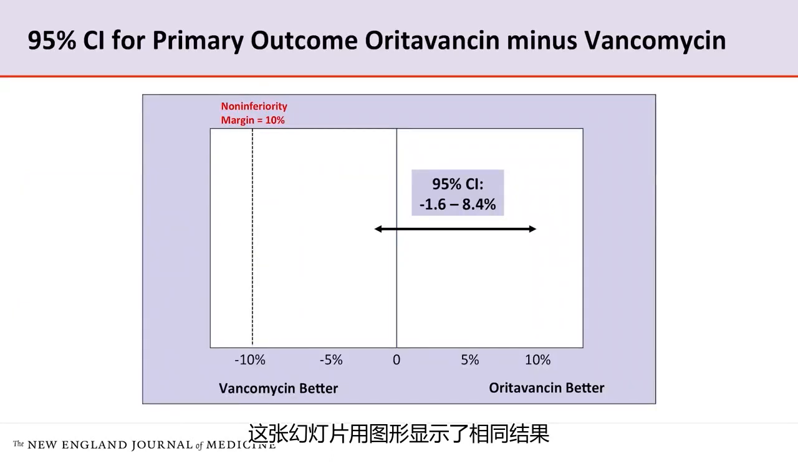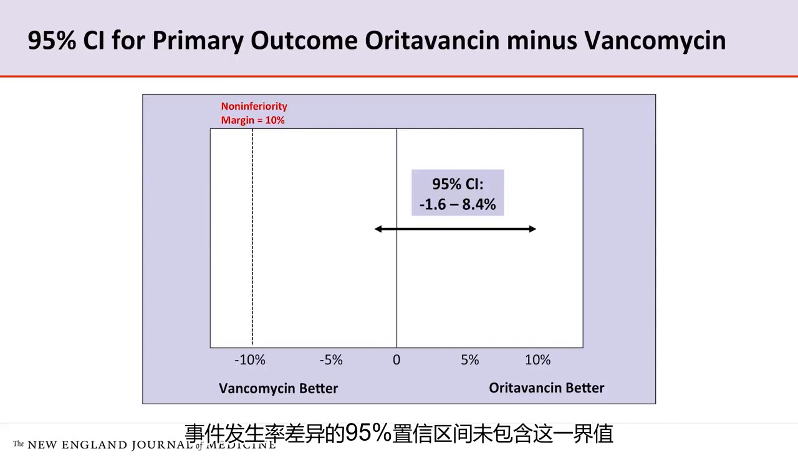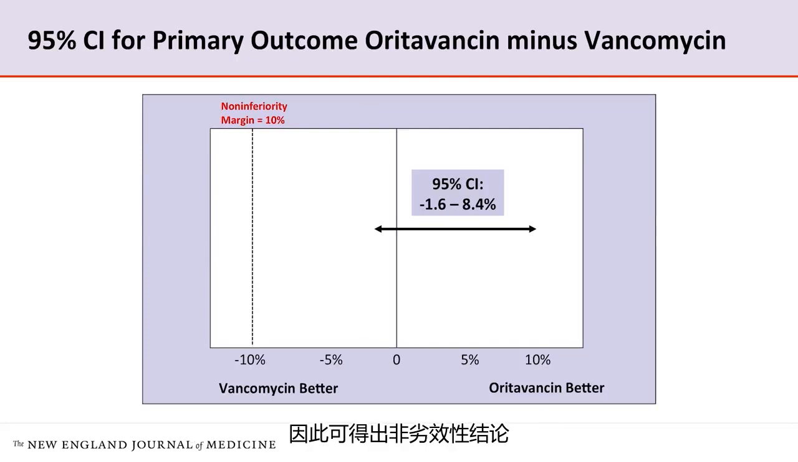This slide shows the same findings graphically. You can see the 10% non-inferiority margin shown in red in the far left of the slide. The 95% confidence interval for the difference in event rates does not cross this margin, allowing conclusion of non-inferiority.